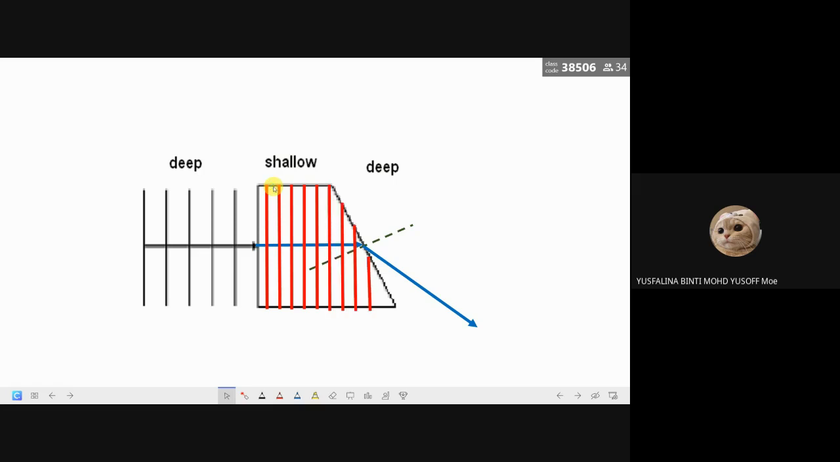So you underline. After that, when it goes to the deep area, the wavelength will be increased. Again the wavelength must be 90 degrees with the direction of propagation. This one also is 90 degrees with the direction of propagation. It must be perpendicular. So that's how you draw the wavelength for the deep, shallow and deep areas.